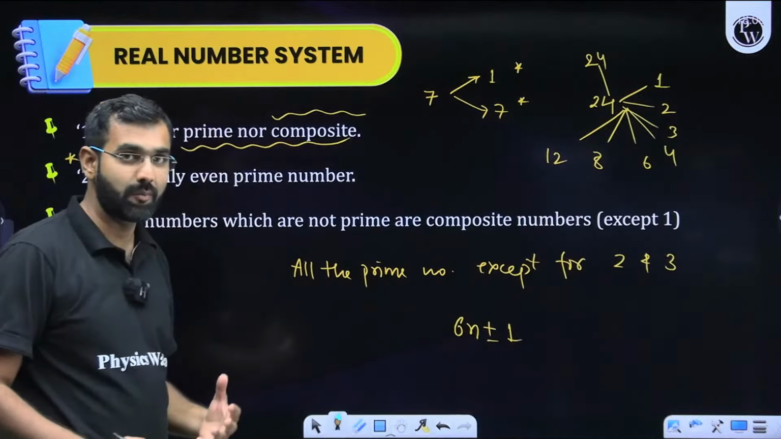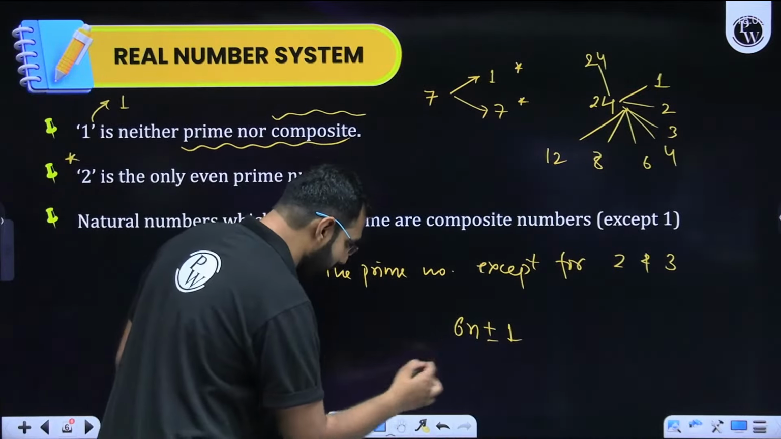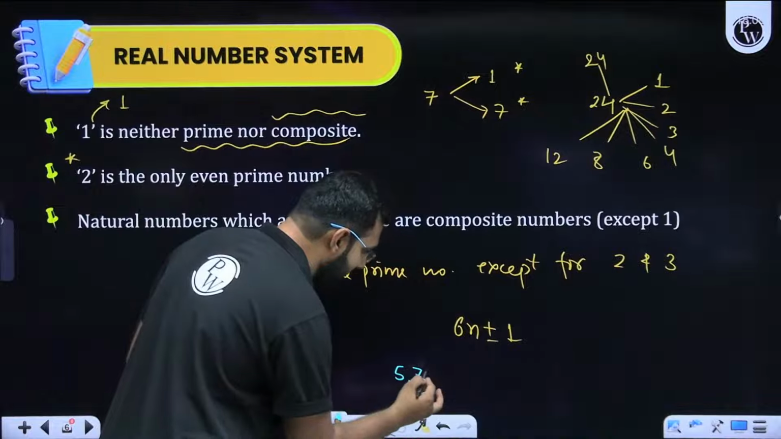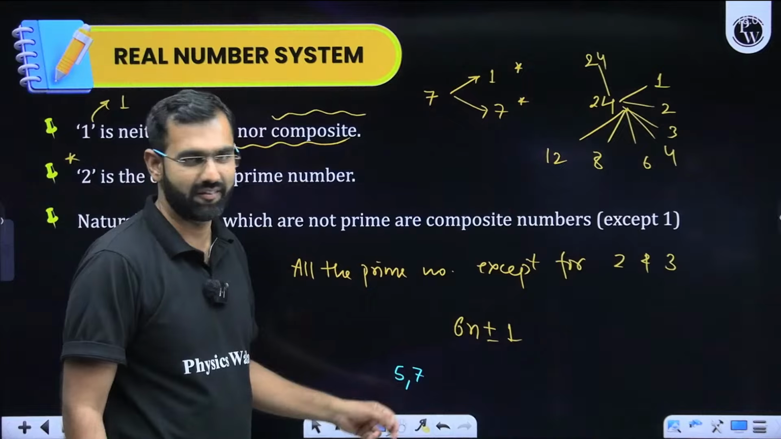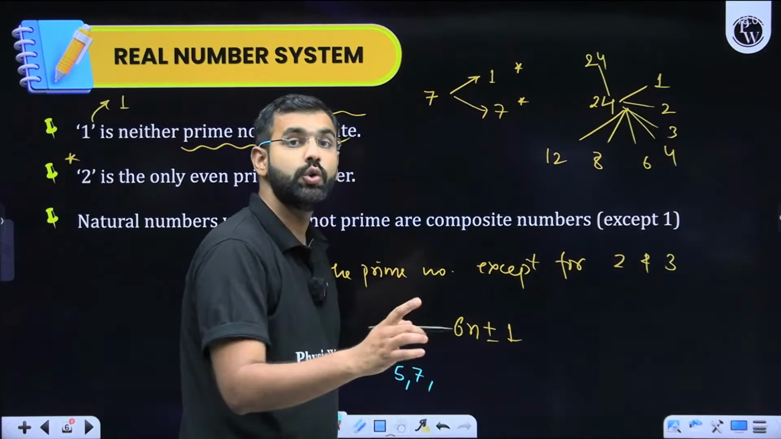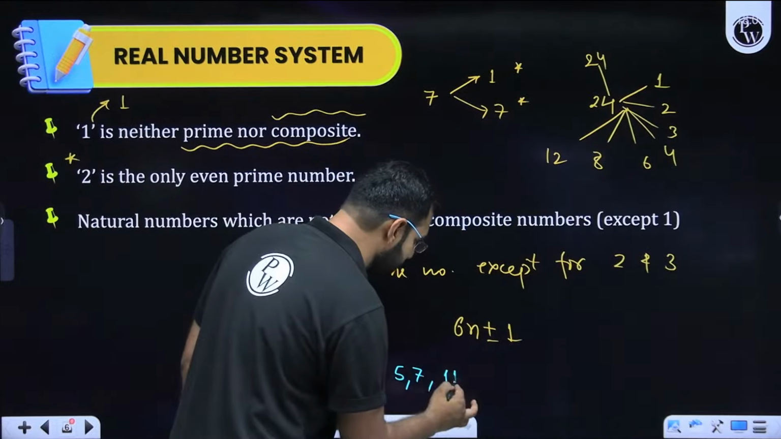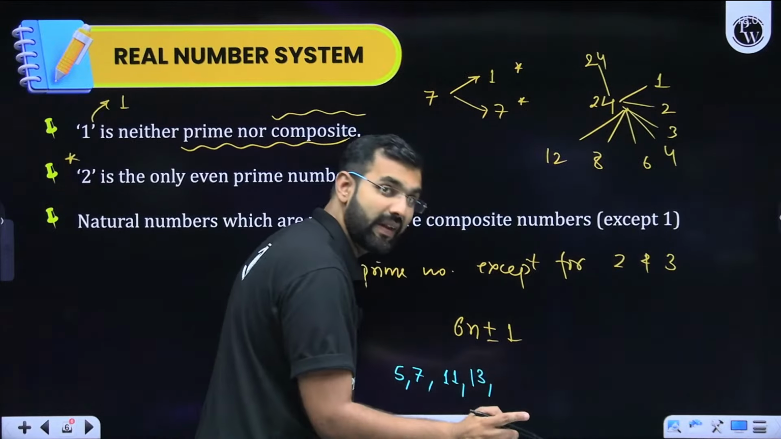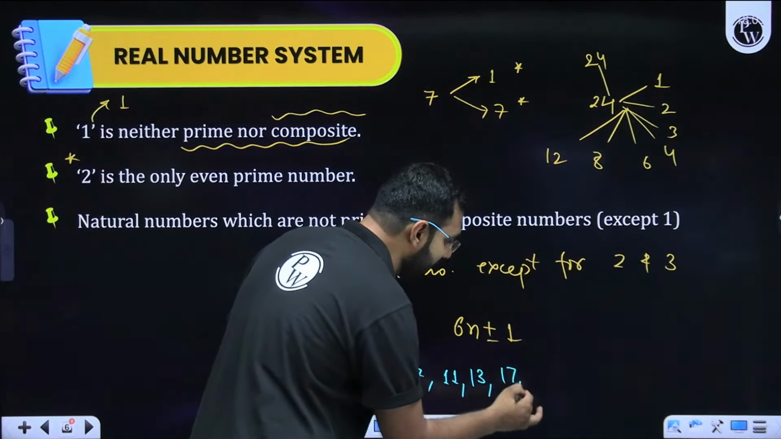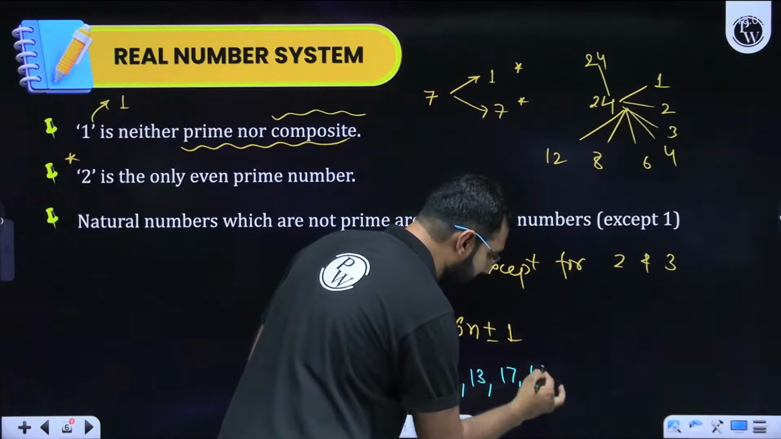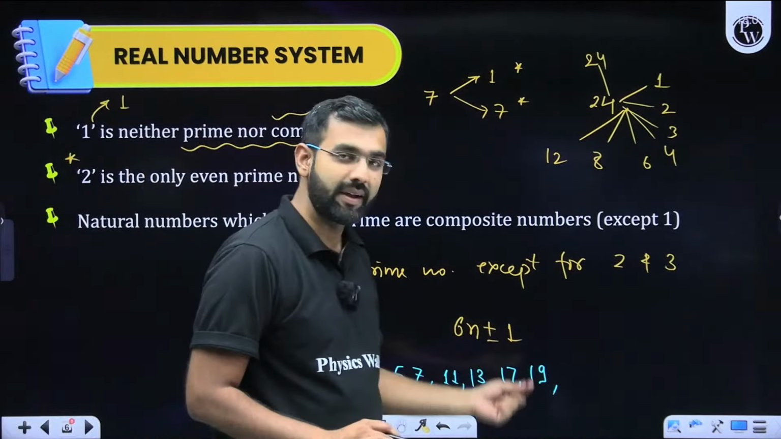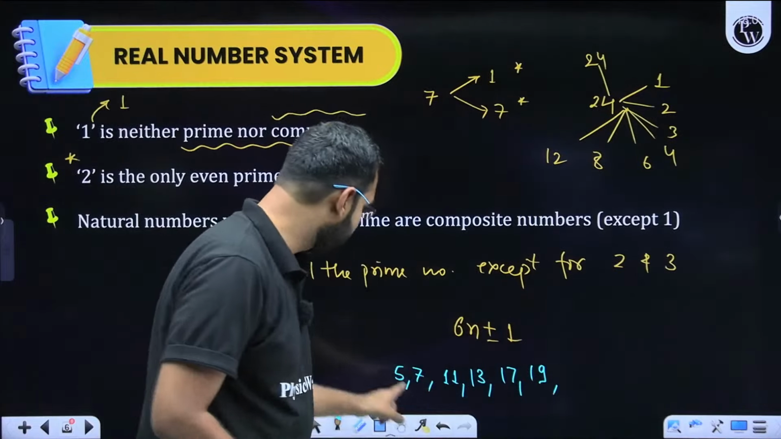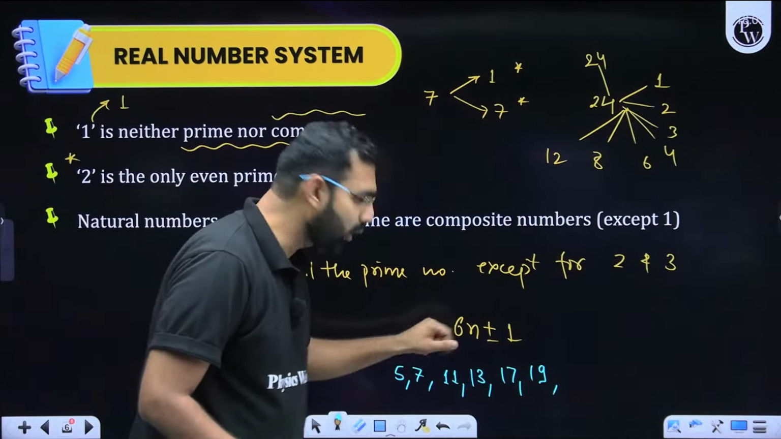I hope you can understand this by simply taking an example. Let's say after 3 we have 5, then 7. So 6 into 1 is 6, minus 1 is 5, plus 1 is 7. 6 into 2 is 12, 12 minus 1 is 11, 12 plus 1 is 13. 6 into 3 is 18, 18 minus 1 is 17, 18 plus 1 is 19. But I am not saying that all these numbers of the 6n plus minus 1 category will be prime. But if there is a prime number, it will be of this category.